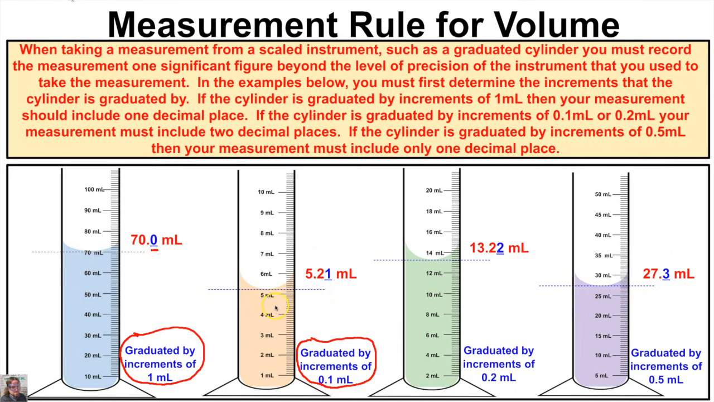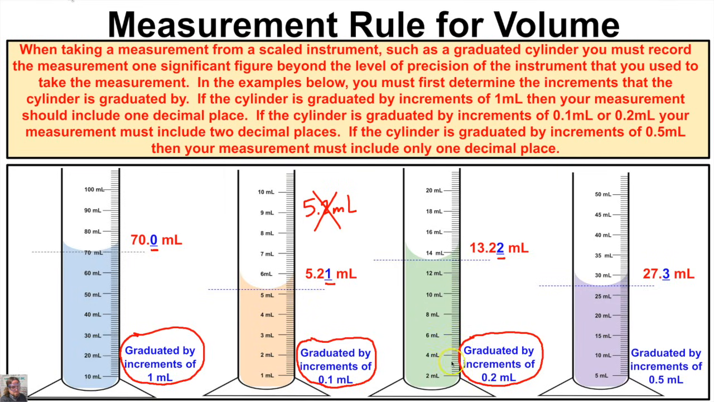And anytime we have a graduated cylinder that is graduated by increments of 0.1 milliliters or by 0.2 milliliters like we see in this graduated cylinder here, then our final measurement needs to be taken to the hundredths place, or one significant figure beyond the tenths place. So if we take a reading from here and we just put 5.2 milliliters as our final measurement, this would be incorrect. We need to carry it one significant figure beyond that, right? We have to estimate what that's going to be.